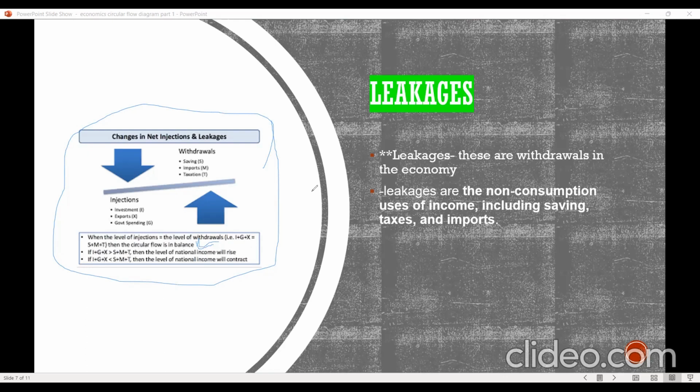Right. Moving forward, just the different effects. These are the formulas. Just simply S M T, which refers to savings plus imports plus taxes, right? All right, now moving forward.